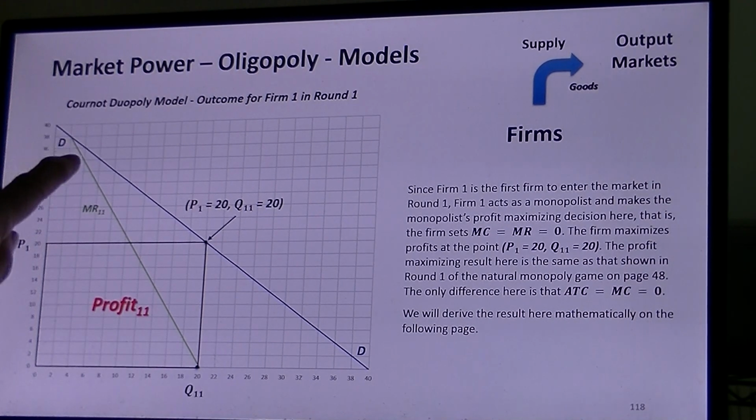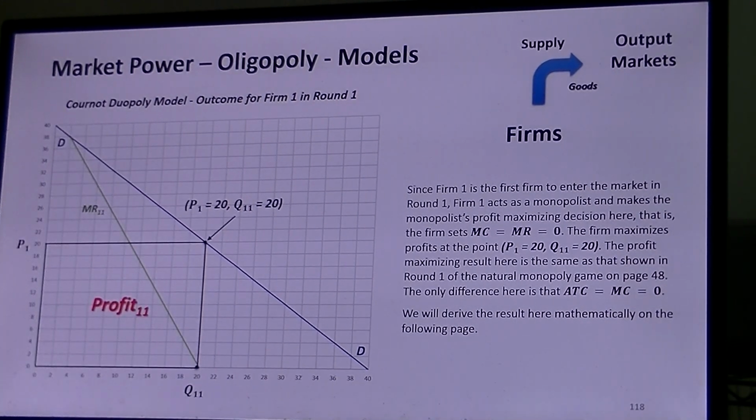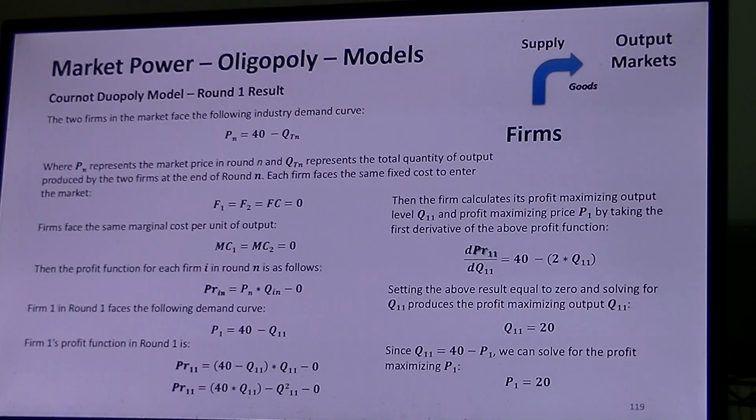And remember, the green line shows the marginal revenue curve for firm 1 in round 1, crossing the axis at 20, and so that is the output of the firm, where marginal cost equals marginal revenue equals 0, an output of 20, which produces a price of 20. Now we're going to go over this result and derive it mathematically so that you can understand this clearly. It's always helpful to look at the mathematical derivation so we understand where our result comes from.